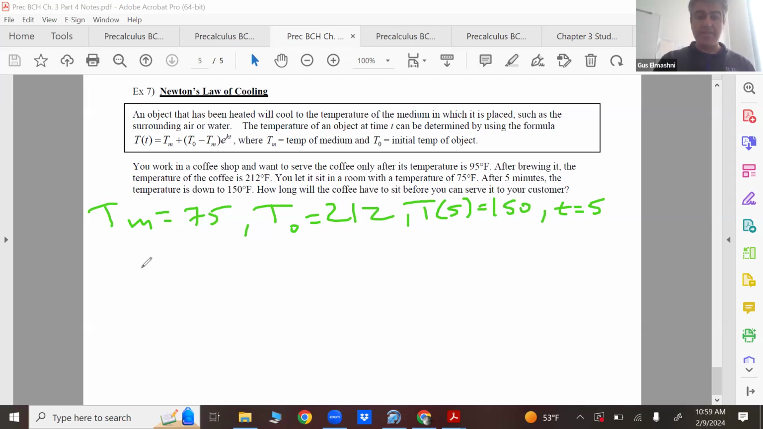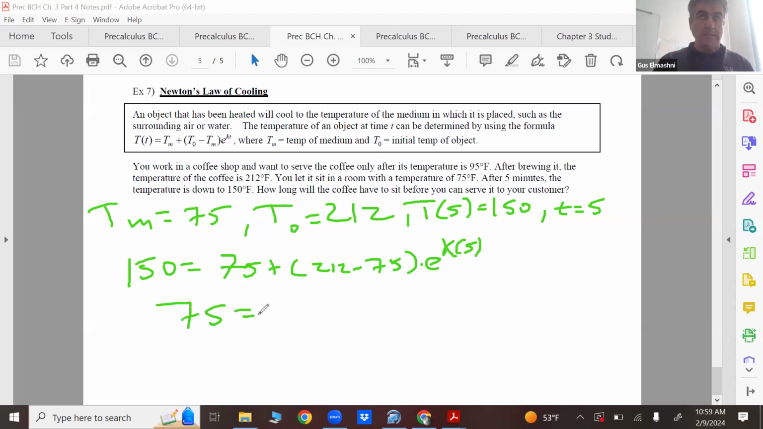Got to solve for K, yes. So 150 equals the medium plus the initial temperature minus the medium again, times e to the K times 5. Work it out. What's that going to be? 137, I think. Am I correct in saying that?